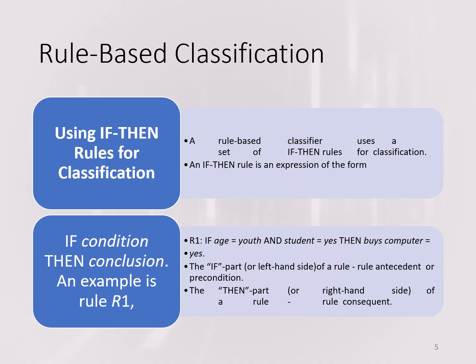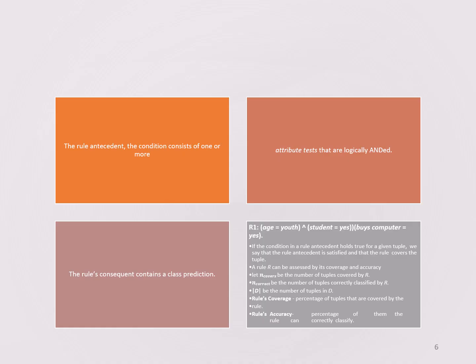A rule-based classifier uses a set of if-then-else rules for classification. An if-then rule is an expression of the form R1, that is rule 1: if age equals youth and student equals yes, then buys computer equals yes. Here the if part of a rule is the rule antecedent or precondition. The then part of a rule is known as the rule consequent. In the rule antecedent, the condition consists of one or more attribute tests that are logically ANDed. The rule's consequent contains a class prediction.